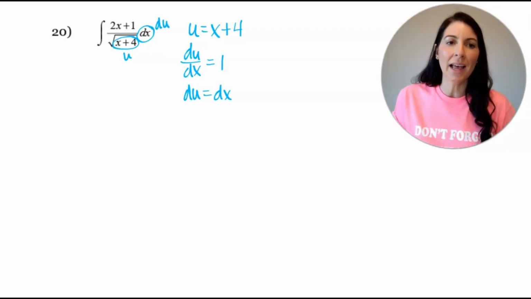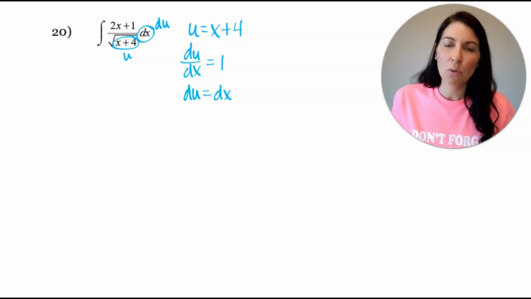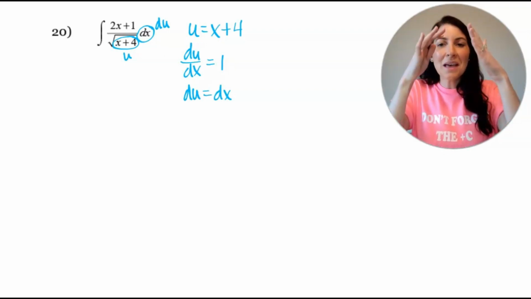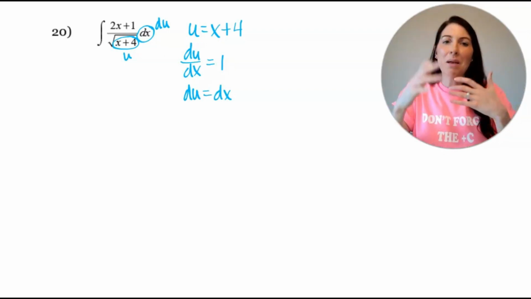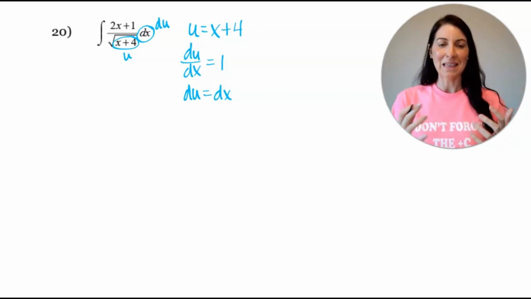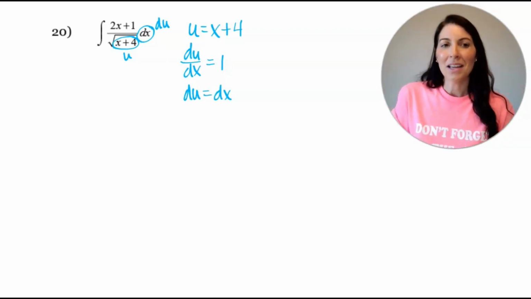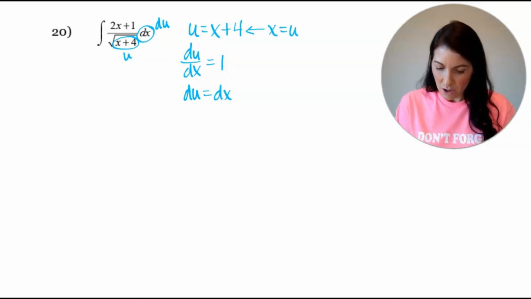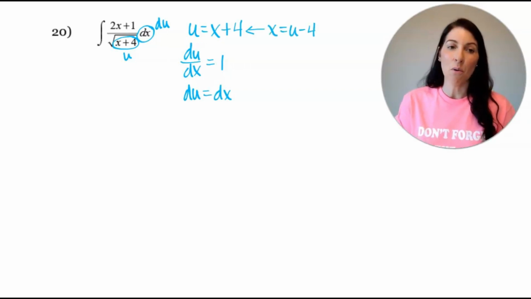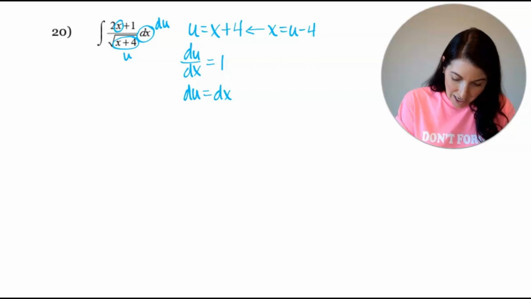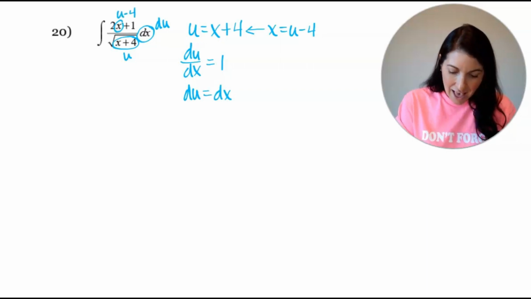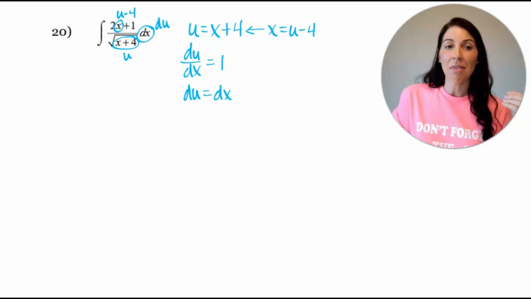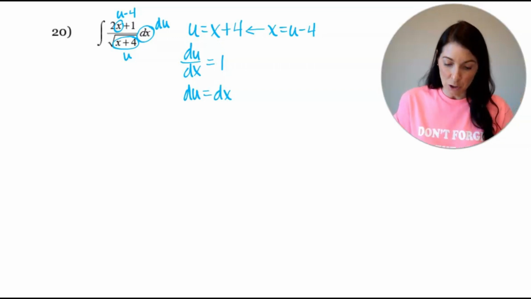In the numerator, I have the expression 2x plus 1. And I don't see that show up anywhere with my blue numbers as I try to make this puzzle and plug in something there. So instead, what I need to do is solve this equation for x. So x is going to be equal to u minus 4. And that's what I'm going to replace this x with. That way I'll be able to write this integral only in terms of u.